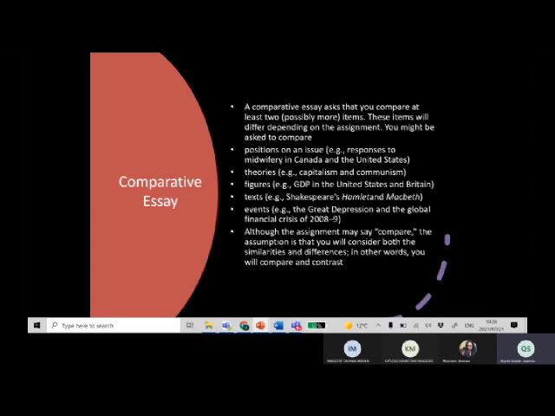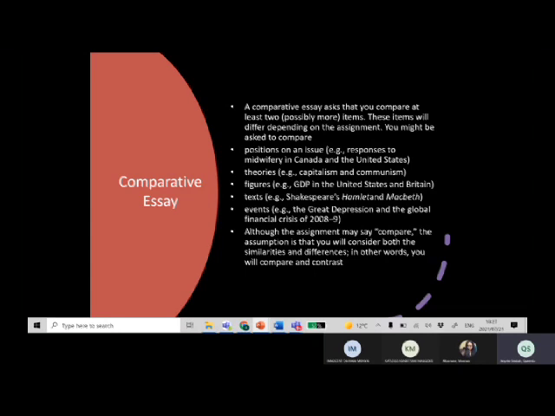You might be asked to compare different texts. You might compare Shakespeare, Hamlet and Macbeth. You can be asked to compare Juliet and Romeo, maybe, and King Lear. You might be asked to compare events, the Great Depression and the financial crisis, or you might be asked to compare apartheid and slavery. You might be asked to compare objects as well.